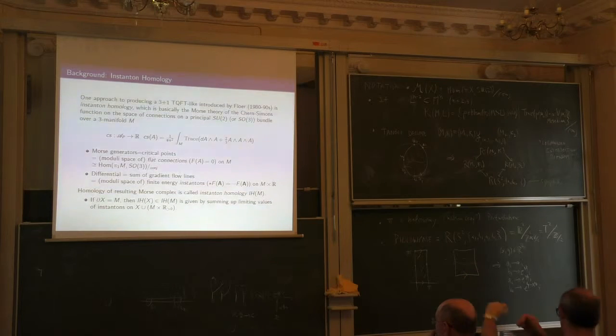I presume most people have seen this before. This is the space of connections on some principal bundle over a 3 manifold. This is a particular number associated with any such connection. It's an integral of a given 3 form on the 3 manifold. And the importance of this function is that its critical points can be identified with the moduli space of flat connections that we've seen already a few times in this conference.